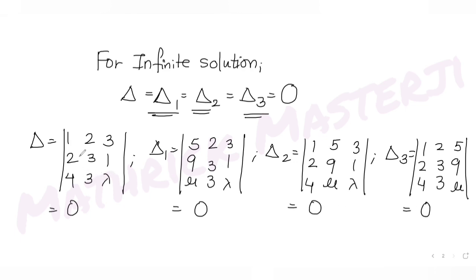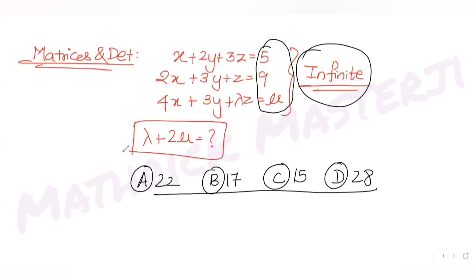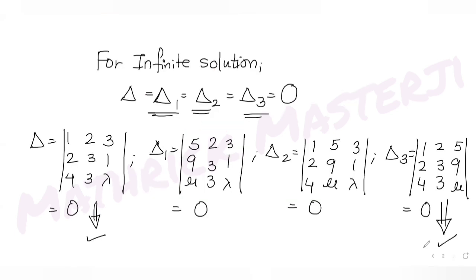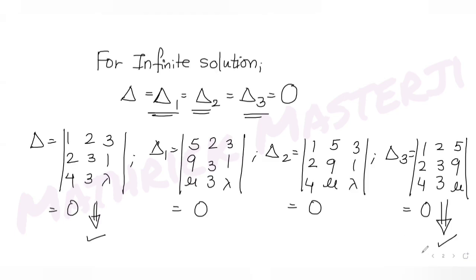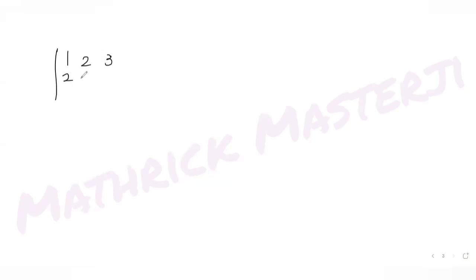If I see here, I have only one unknown in this determinant, so I can easily find λ using this. Here I have λ and μ, here also I have λ and μ, and here I have just μ. So I will equate this one also with 0 and find the value of μ. Once I get λ and μ, we can find the answer for the expression they are looking for. Let's try to solve this first. I have 1, 2, 3; 2, 3, 1; 4, 3, λ. The determinant of that is equal to 0.